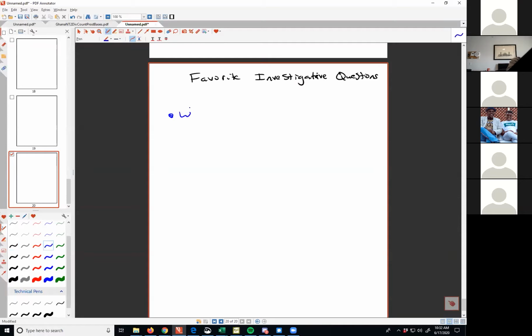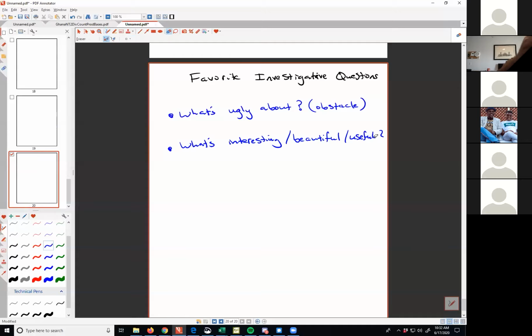I like to ask first, what's ugly about this equation or problem? Another way of saying what's ugly is, what's the obstacle? What's getting in our way? What's the barrier? And then my second question is, what's interesting or beautiful or useful about this thing?